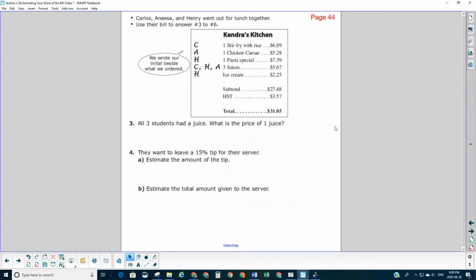All right. So this whole video is on estimating your share of the bill. We've already done page 43. So you're going to turn the page over and we're going to do pages 44 and 45 today. So here's an example.